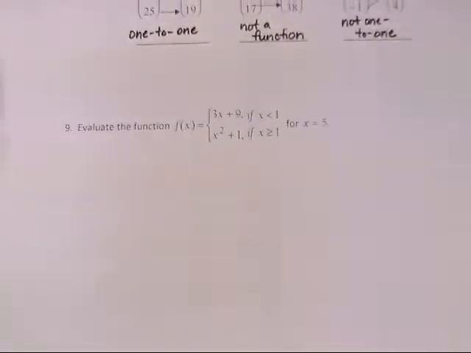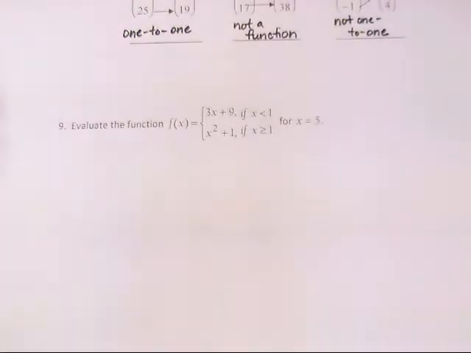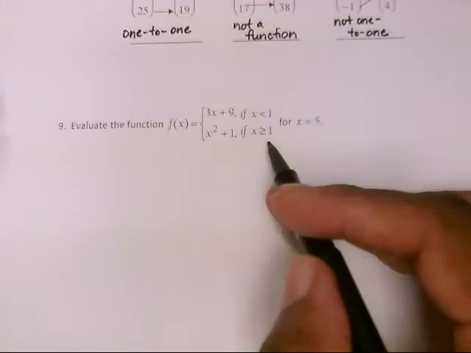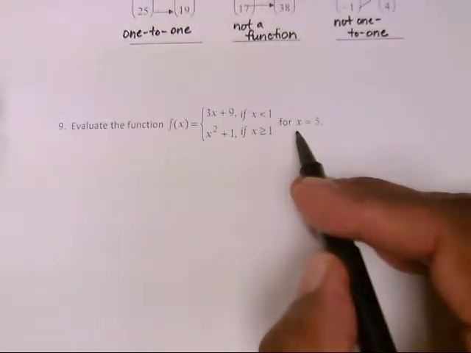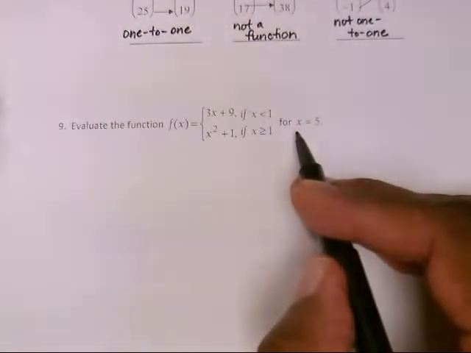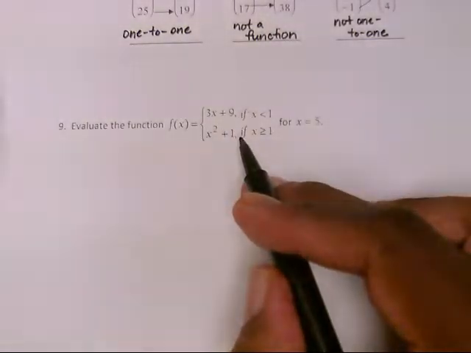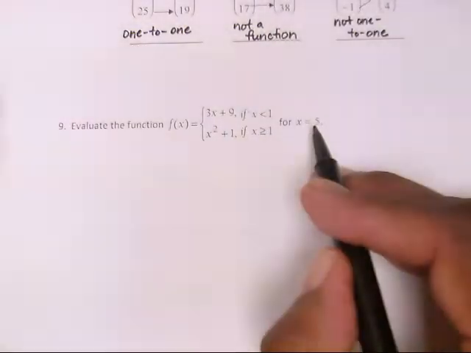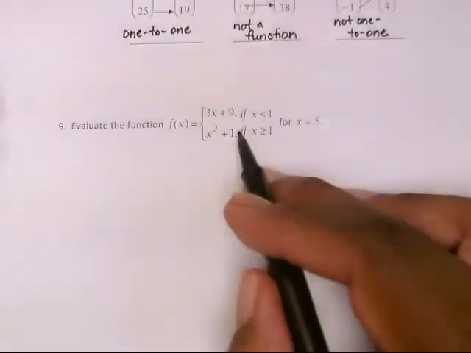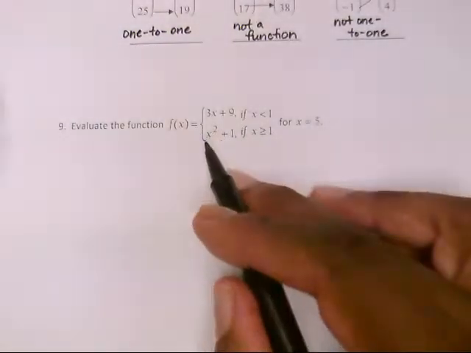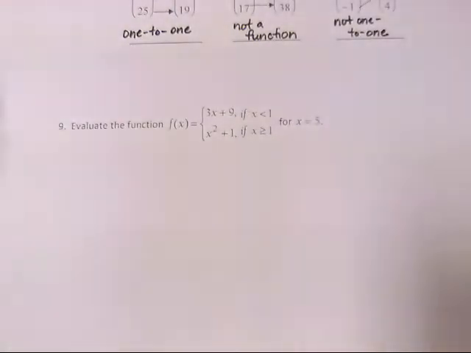Alright, number 9. Evaluate the piecewise function f of x is equal to 3x plus 9 if x is less than 1, or x squared plus 1 if x is greater than or equal to 1. And that's going to be for x is equal to 5. In this case, that x value is going to tell you which one of these we need to use. Since x is 5, that is greater than 1, so we have to use the x squared plus 1.